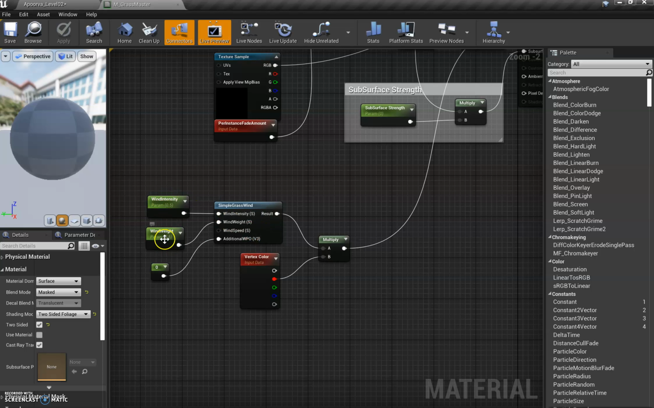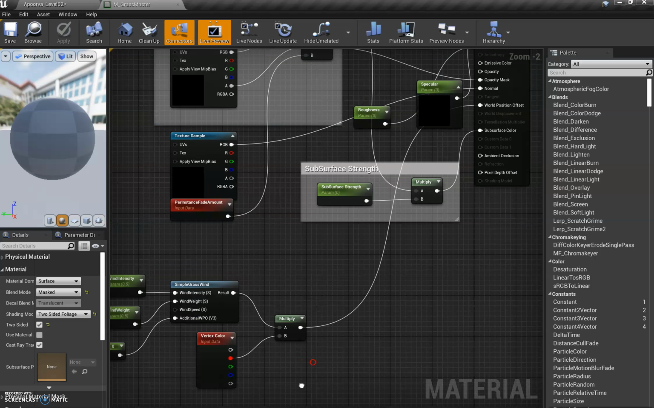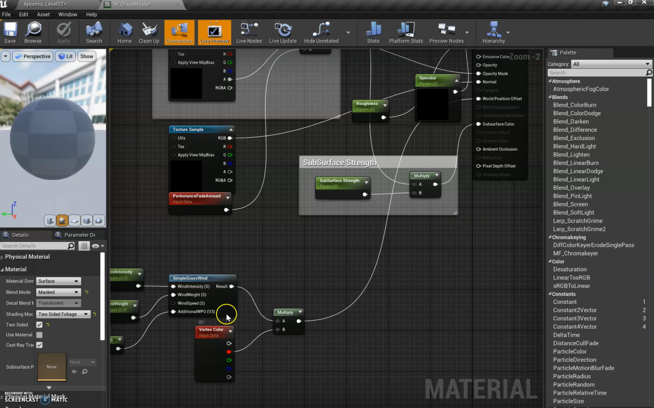Vertex color. Not really sure what these do, but the tutorial said have that, so I did. These are both plugged into a multiplier, which is connected to the world position offset, which allows for the grass to be moving. Right now it's not rendered here, but that's just because of my low processing. So yeah, that's how we got the grass to move around.